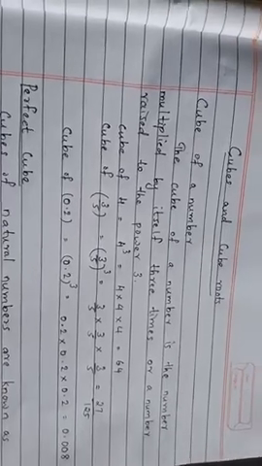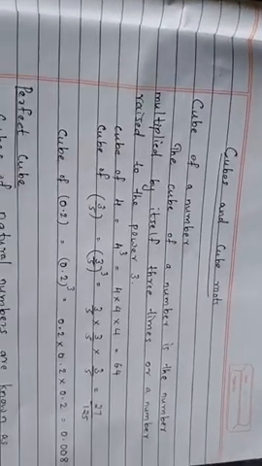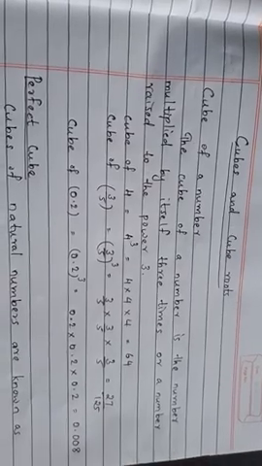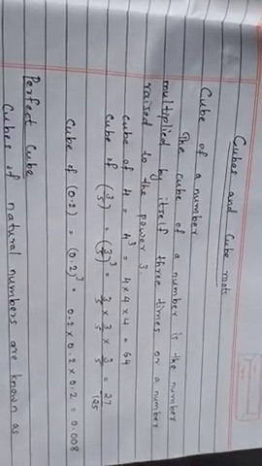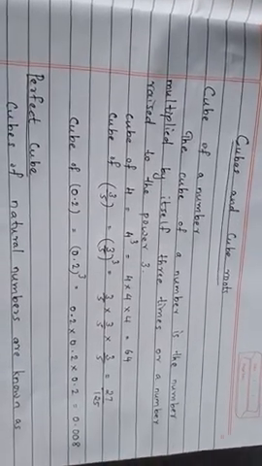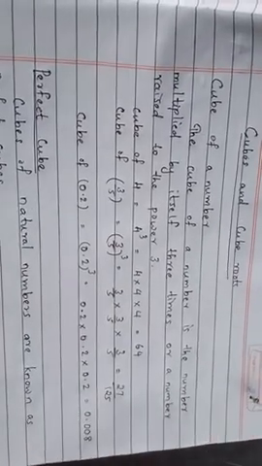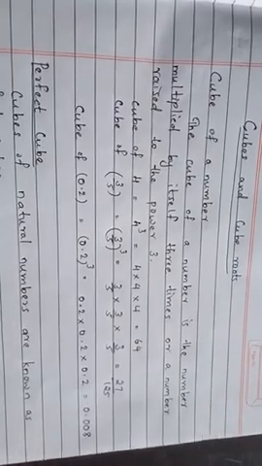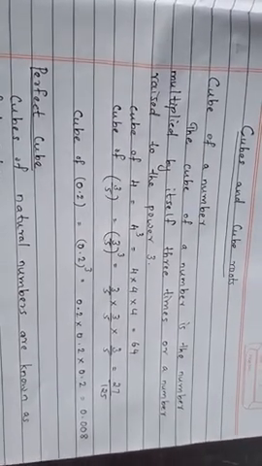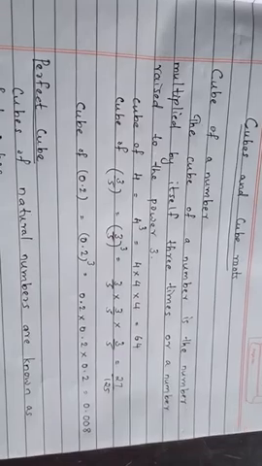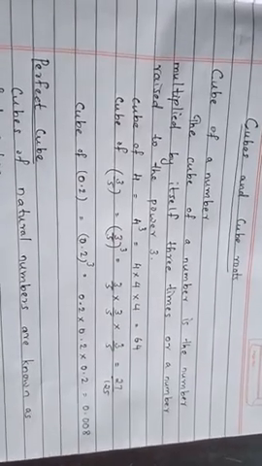In this video, we are going to discuss cubes and cube roots. Cube of a number. The cube of a number is the number multiplied by itself 3 times, or a number raised to the power 3. It means if you multiply a number by itself 3 times, then the resultant number we can call the cube of the given number.